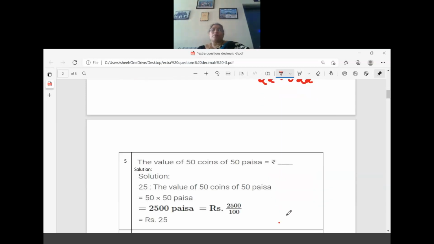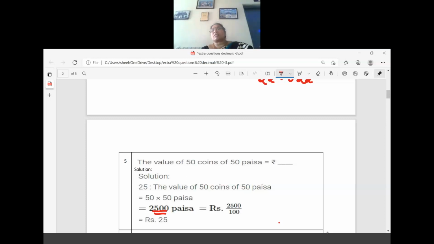The value of 50 coins of 50 paisa is equal to dash rupees. We have to convert into rupees. So first we will see how many paisa there are in total. How many coins are there? There are 50 coins. What is the denomination? 50 paisa, right? So 50 coins of 50 paisa means what is the total value in paisa? 50 into 50, that is 2500 paisa only.